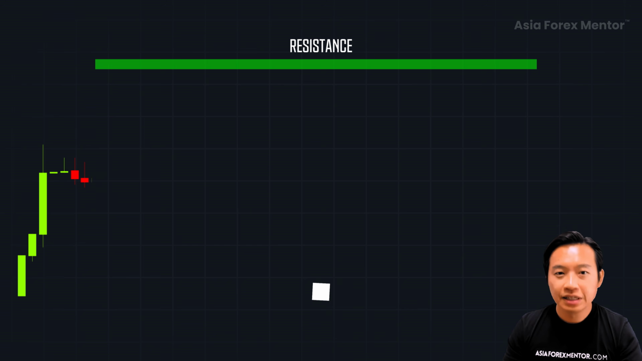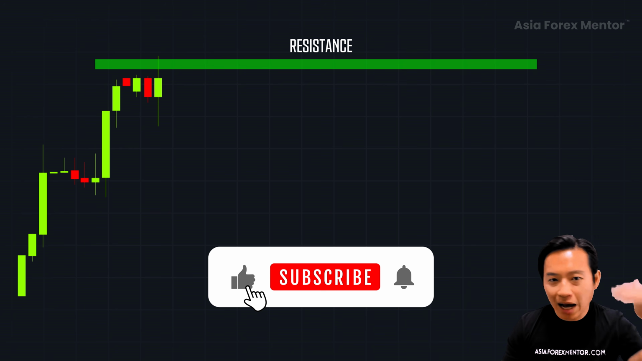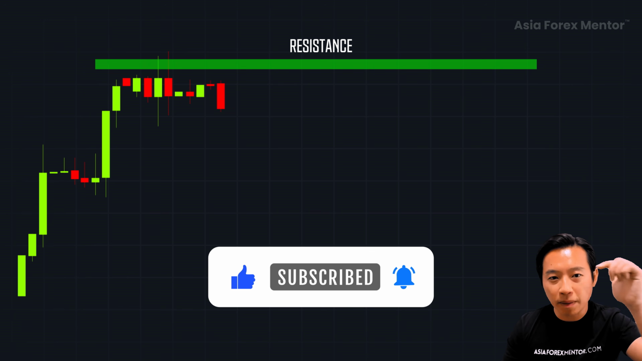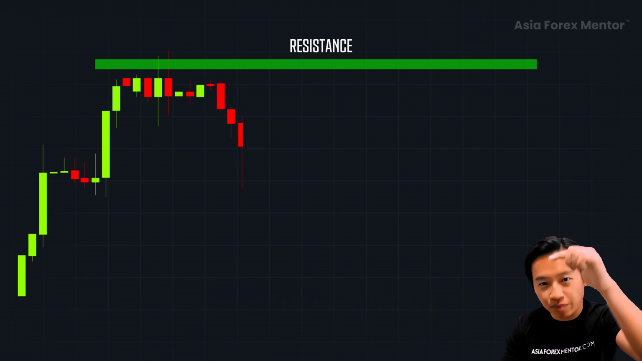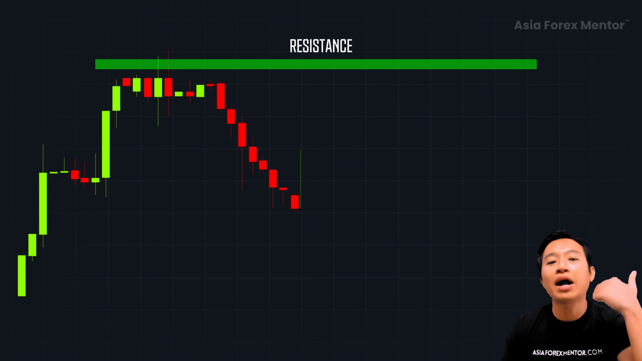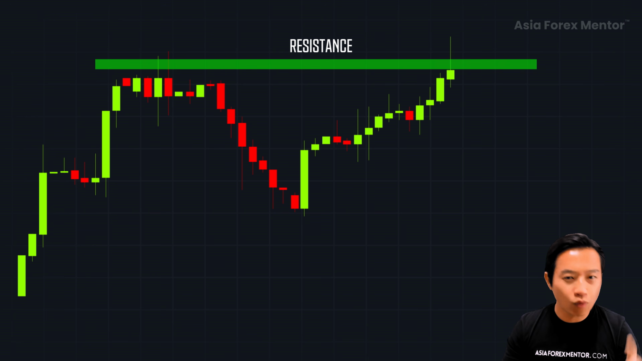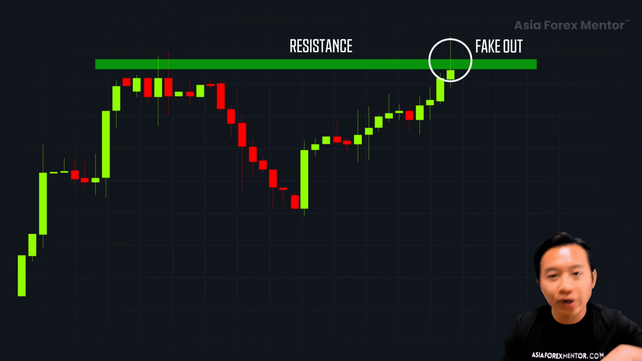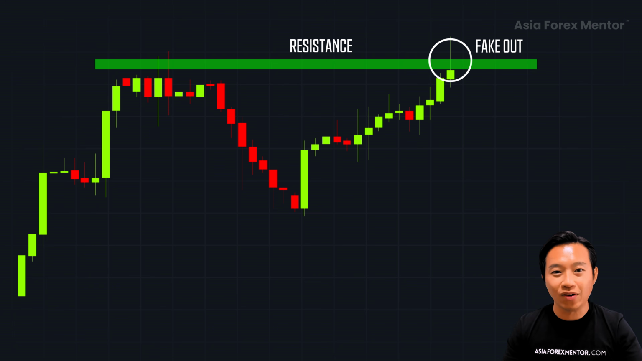Let's see another example. So here, you see that the price went up and hit what? The resistance level. Then it was pushed back several times before dropping, right? So then price returns to the level. And what happens? We notice a fake out. Price briefly breaks through the resistance, but then falls back down.